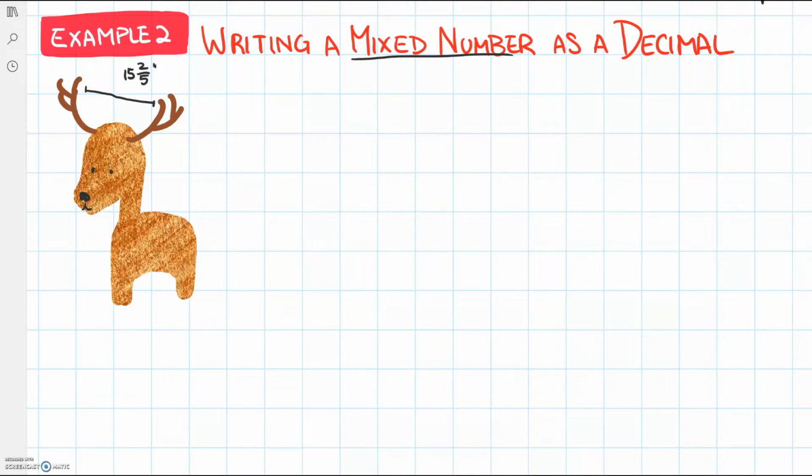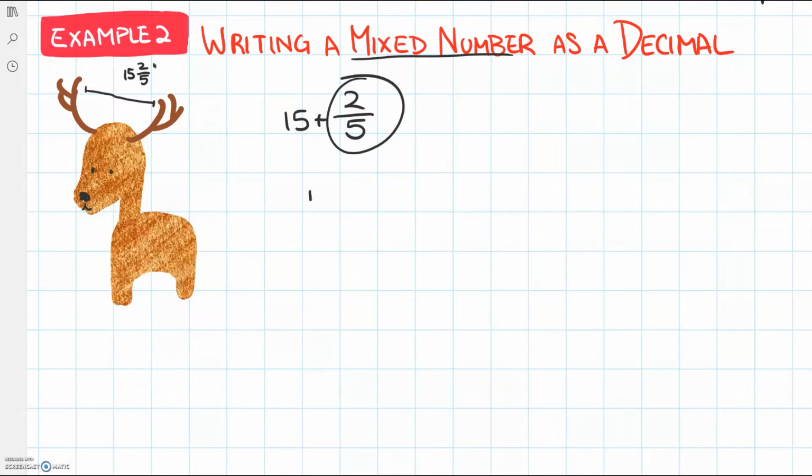You can pause this video and think for a second, how might I turn that into a decimal using what I just learned? Well, based on what you already know about fractions, 15 and 2 over 5 really has two parts. It is the 15 as a whole and 2 over 5 as a fraction. So I really don't have to do anything with the 15. What I do have to figure out is what 2 over 5 is as a decimal. So we just did this earlier.